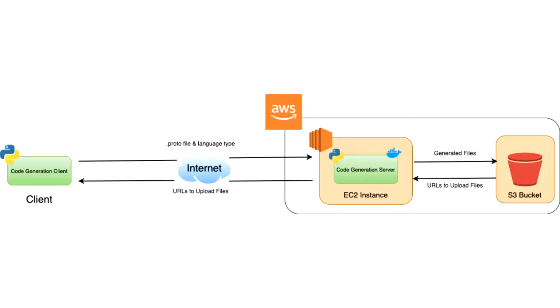Let's quickly go over the architecture for this tool before building it. We'll make this tool with Python and split the code across a client and server. The client code runs locally on your laptop or computer and sends the proto file over to the server, which is running within a Docker container on Amazon EC2. The server will receive this proto file along with the languages we specified, generate the code, and then upload the generated files to S3. After uploading it, it will respond to the client with the URLs.